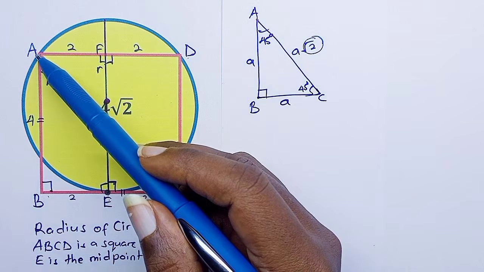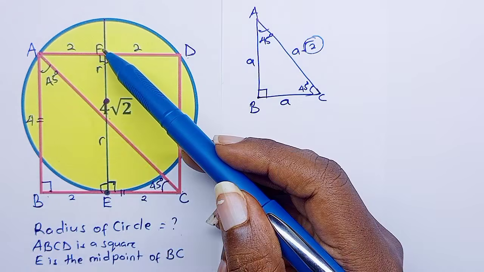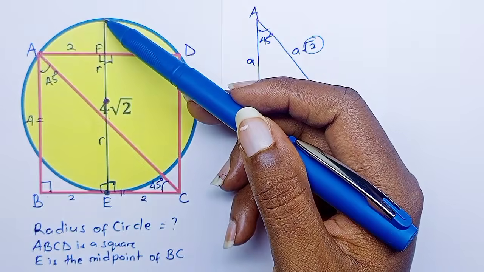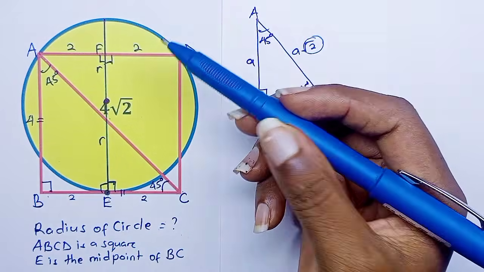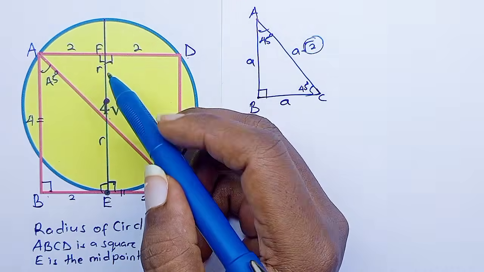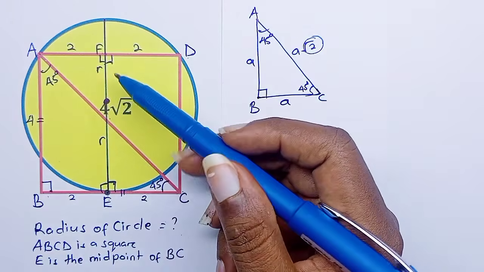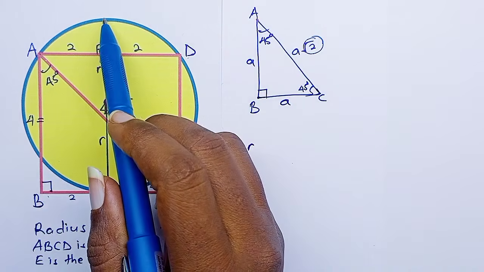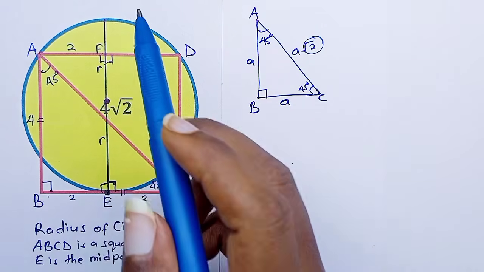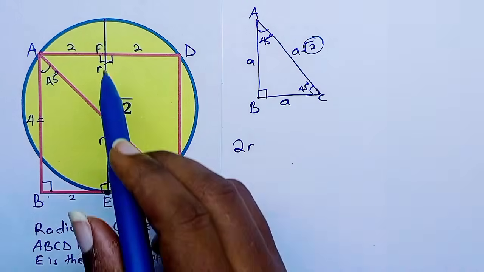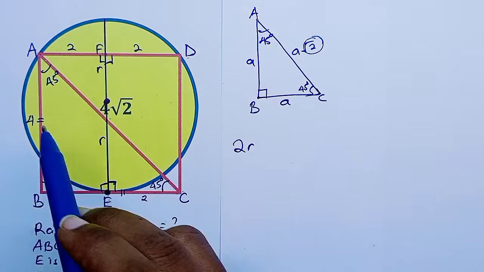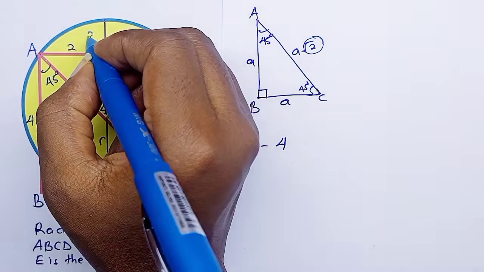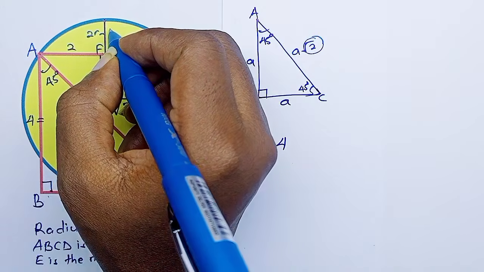Now, since we saw that AB is 4, that implies that FE is also 4. But remember, from E up to this point is the diameter of the circle. But we just have from here to here, which is 4. So the whole diameter of the circle is 2r. Okay? So the remaining portion here is the whole diameter 2r minus from here to here, which is 4. So 2r minus 4. So this part from here to here is 2r minus 4.